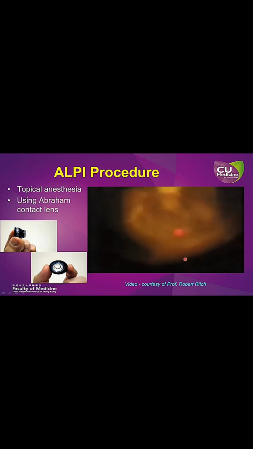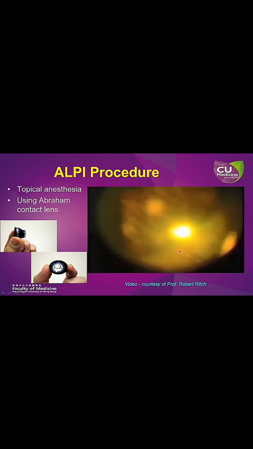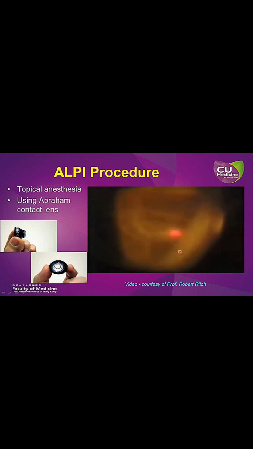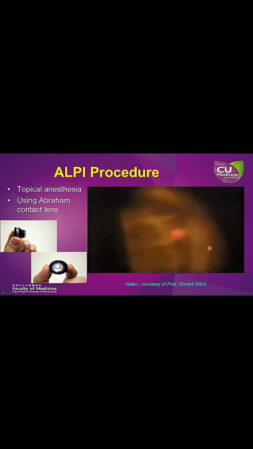Now, this is a video showing the application of ALPI in an eye with plateau iris syndrome. You can see that there is immediate iris contraction around the spot of laser application. And this, on the one hand, thins the iris stroma and also pulls the iris away from the drainage angle and thereby reopens an appositionally closed drainage angle.